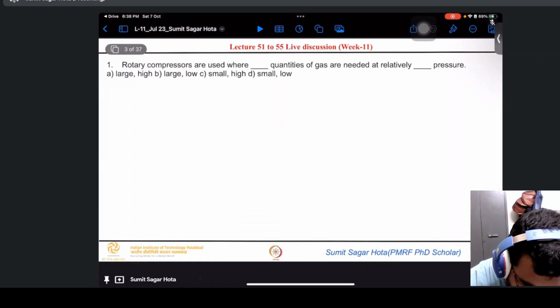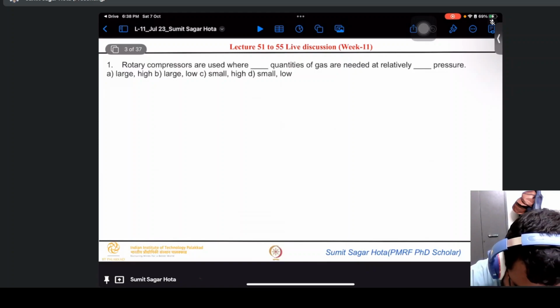In this section, first we will solve some basic MCQ questions for the rotary compressor and axial compressor, and then we go to the problems of the axial compressor. If you specifically want to see the theory-based MCQ questions for the axial compressor, you can see the week 10 video uploaded on my YouTube channel, Sumit Sagar Hota. Let's quickly start the MCQ questions.